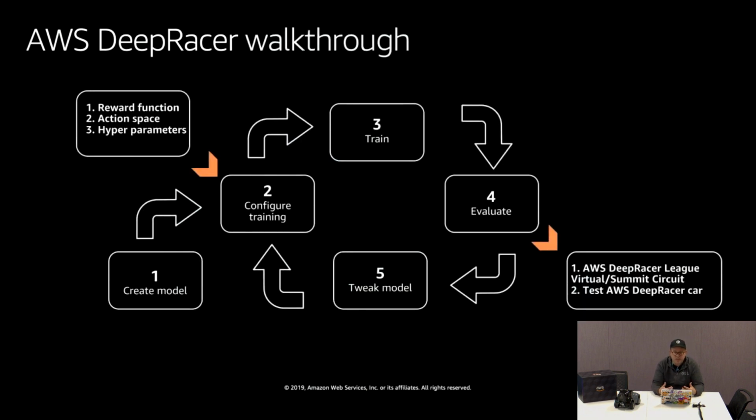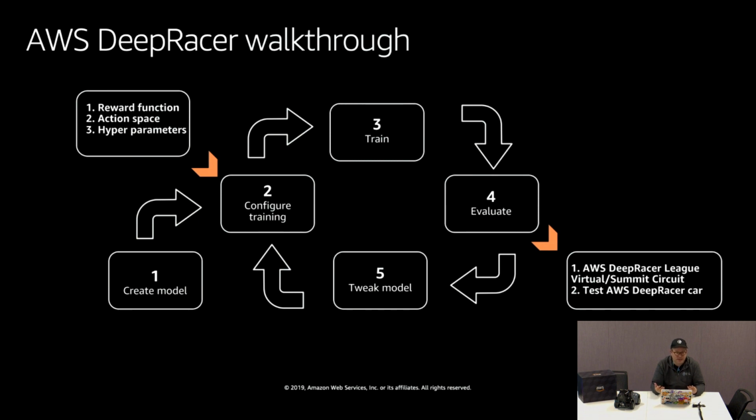When we actually start this process, the first thing we do is create the model. I'm going to walk you through this in a minute, but there are three things you will do as a person creating your first DeepRacer model. The first one is to create the model in the console. And there are three things you do: you create the reward function, you can modify the action space, and then you can tune the hyperparameters.